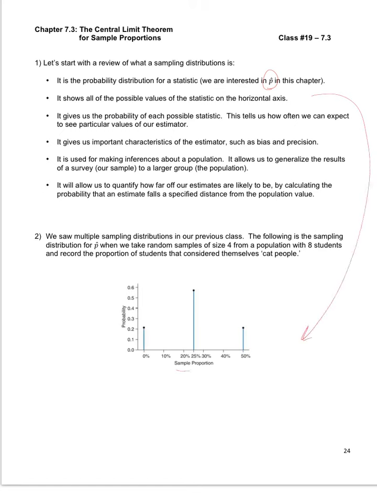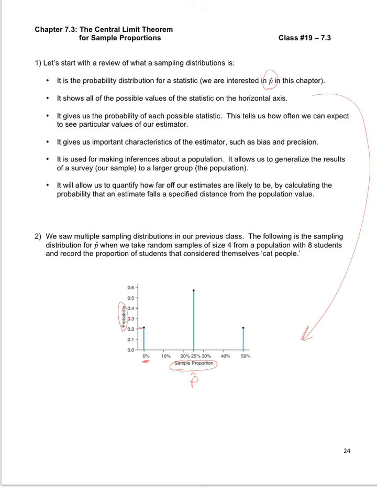Notice that all of the values of p hat, all your values of sample proportions, are on the horizontal axis. It's a probability distribution because it gives you the probabilities on the vertical axis. So again, it's listing these potential values of p hat, and the heights of the lines above them are giving you the probability that they occur. All right, so that's our third bullet.